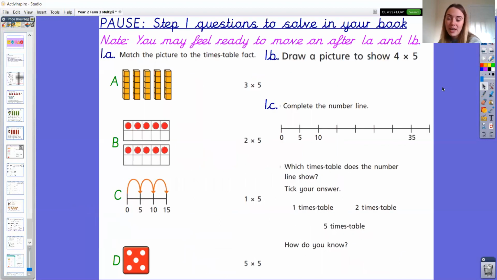So on your board now, you can see step 1 questions. So please pause the video here to solve 1A, 1B and 1C. However, if you're feeling super confident, please move on after 1A and 1B. It says for 1A to match the picture to the times table fact. To save you drawing the pictures, I've written a letter next to each picture, so A, B, C and D. So you could just write the letter and the matching fact to help you with your recording, okay?